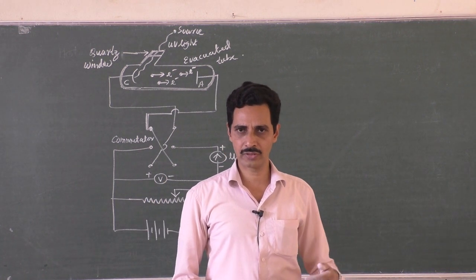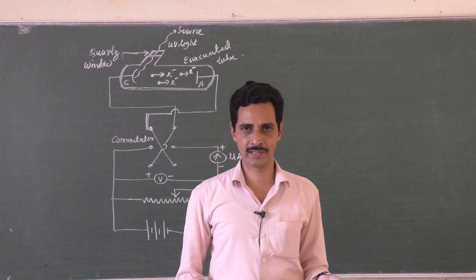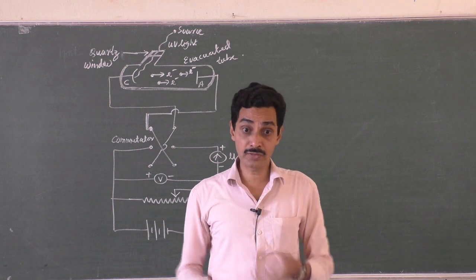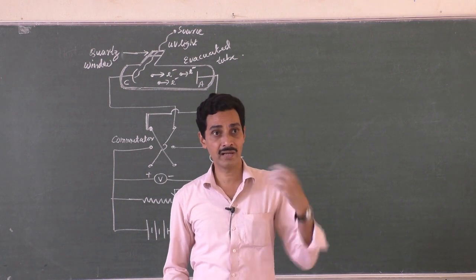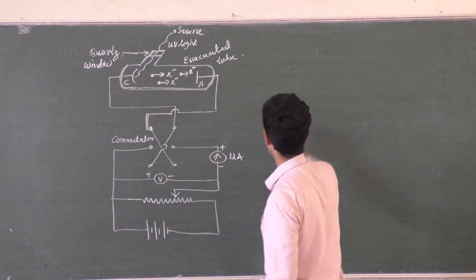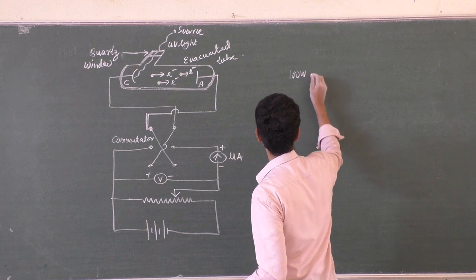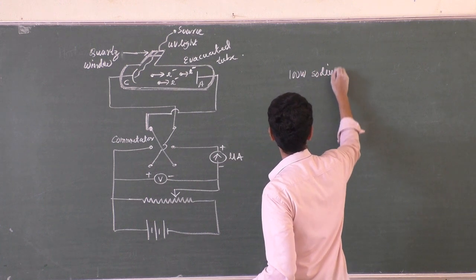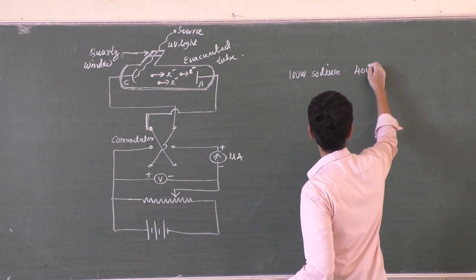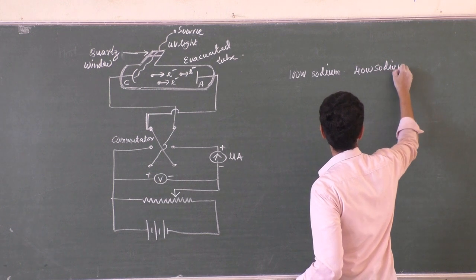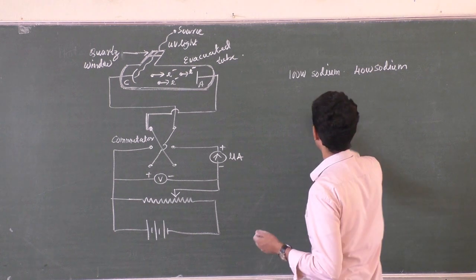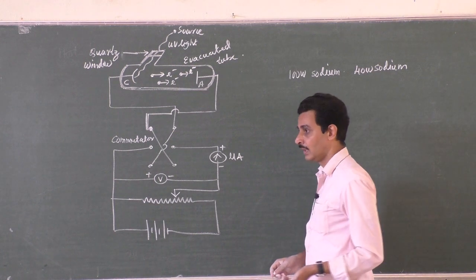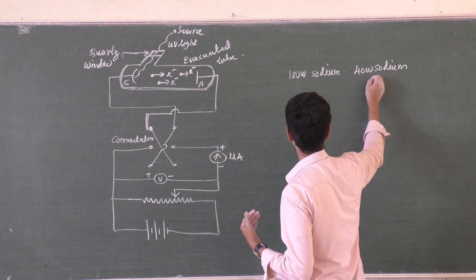Less number of similar photons means it's a less bright light. Same type of photons, more in number per second, means it's a brighter light. So the difference between a 100 watt sodium lamp and a 40 watt sodium lamp is that the 100 watt sodium lamp is brighter and this one is less bright.